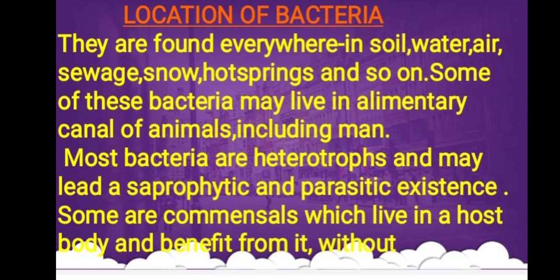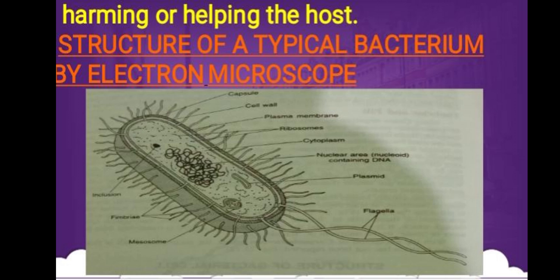Location of bacteria. They are found everywhere in soil, water, air, sewage, snow, hot springs, and so on. You will be surprised to know that some of these bacteria may live in the alimentary canal of animals, including man. Most bacteria are heterotrophs and may lead a saprophytic and parasitic existence. Some are commensals, which live in a host body and benefit from it without harming or helping the host.